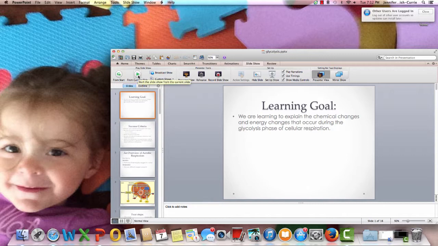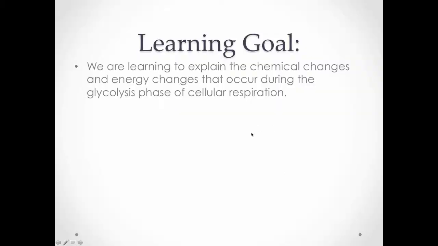This is the first of two screencasts looking at the process of sugar breakdown, so aerobic and anaerobic respiration. To start with, our learning goal is we should be able to explain the chemical and energy changes that occur during the glycolysis phase of cellular respiration. The second two screencasts will look at a process called pyruvate oxidation and the Krebs cycle.